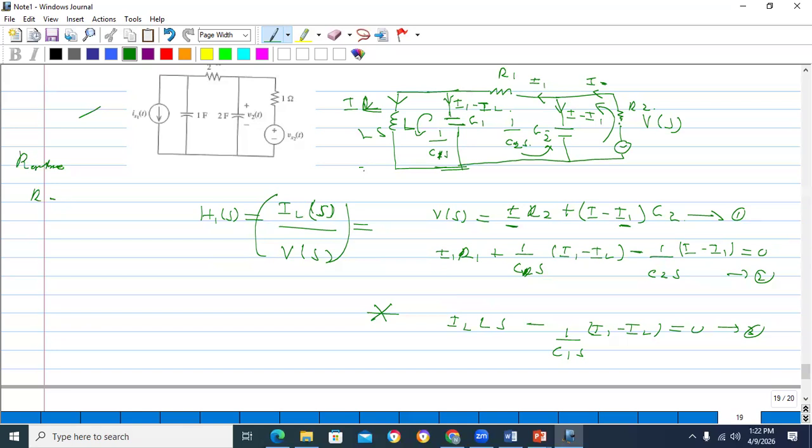So you can apply the Kirchhoff law just like a normal resistive network. The resistors are R, no change. If there is an inductor, the impedance will be LS. If there is a capacitor, the impedance will be 1 over CS. So these are the equations you can write.